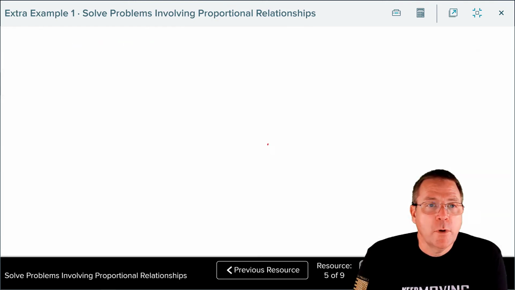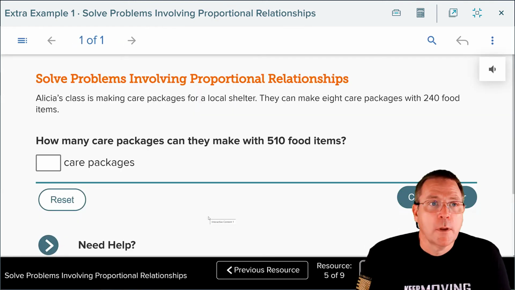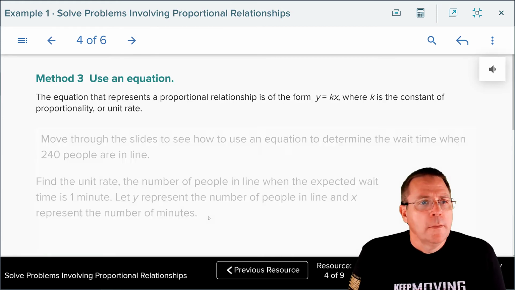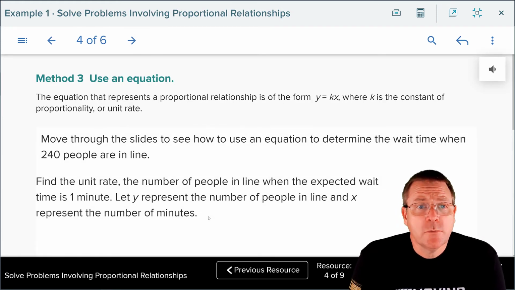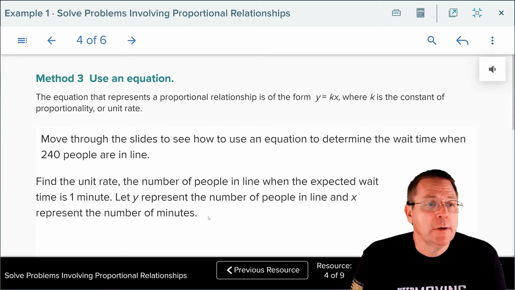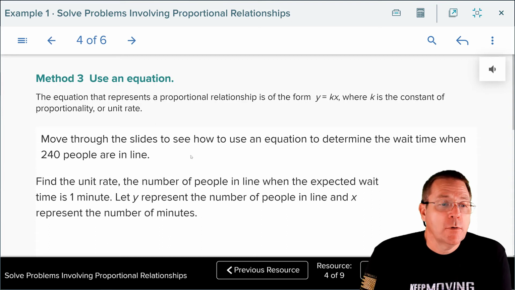Let's look at the third way. This time they're going to use a direct variation equation. The equation represents a proportional relationship in the form y is equal to k times x, where k is your constant of proportionality, also known as your unit rate. Move through the slides here to see how to use the equation to determine the wait time for 240.